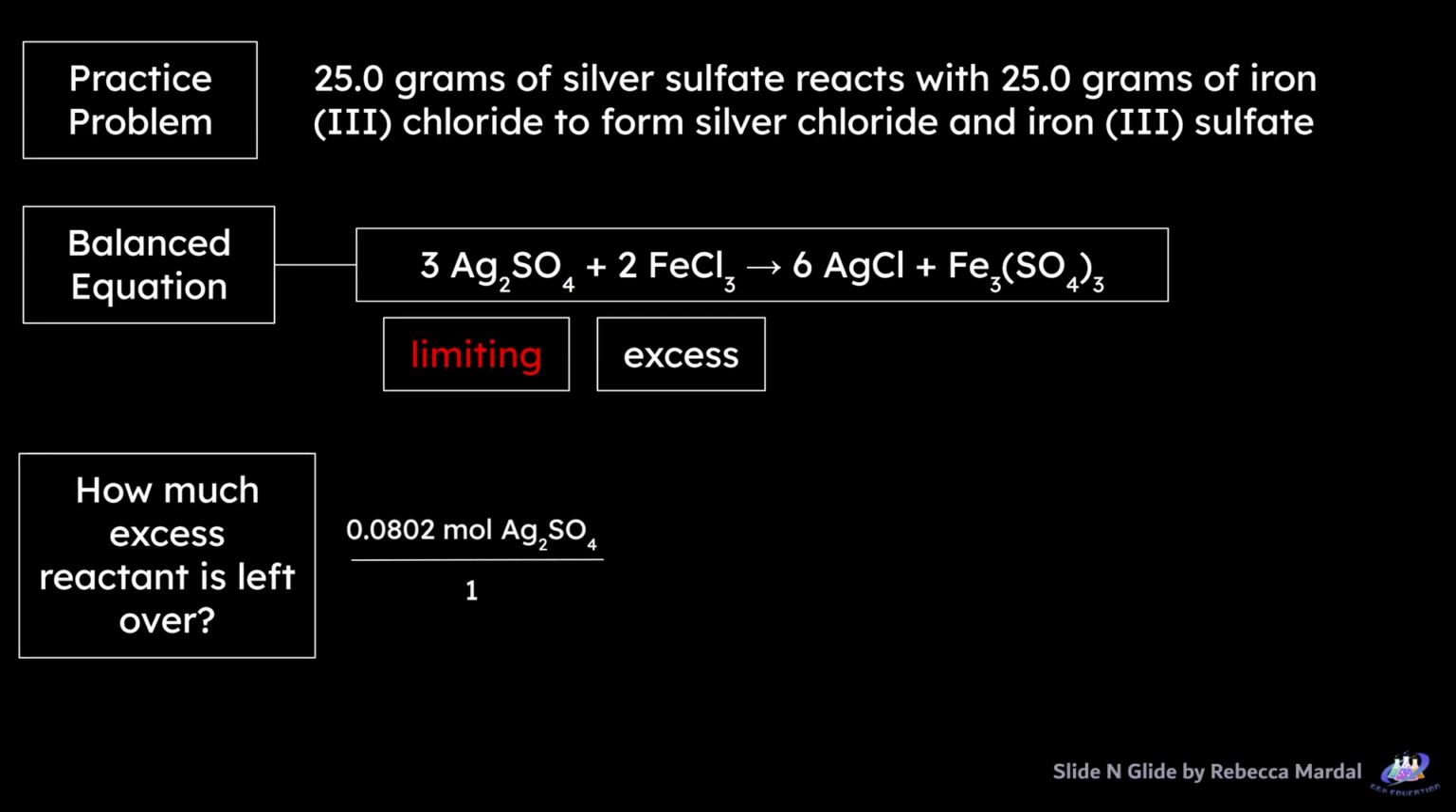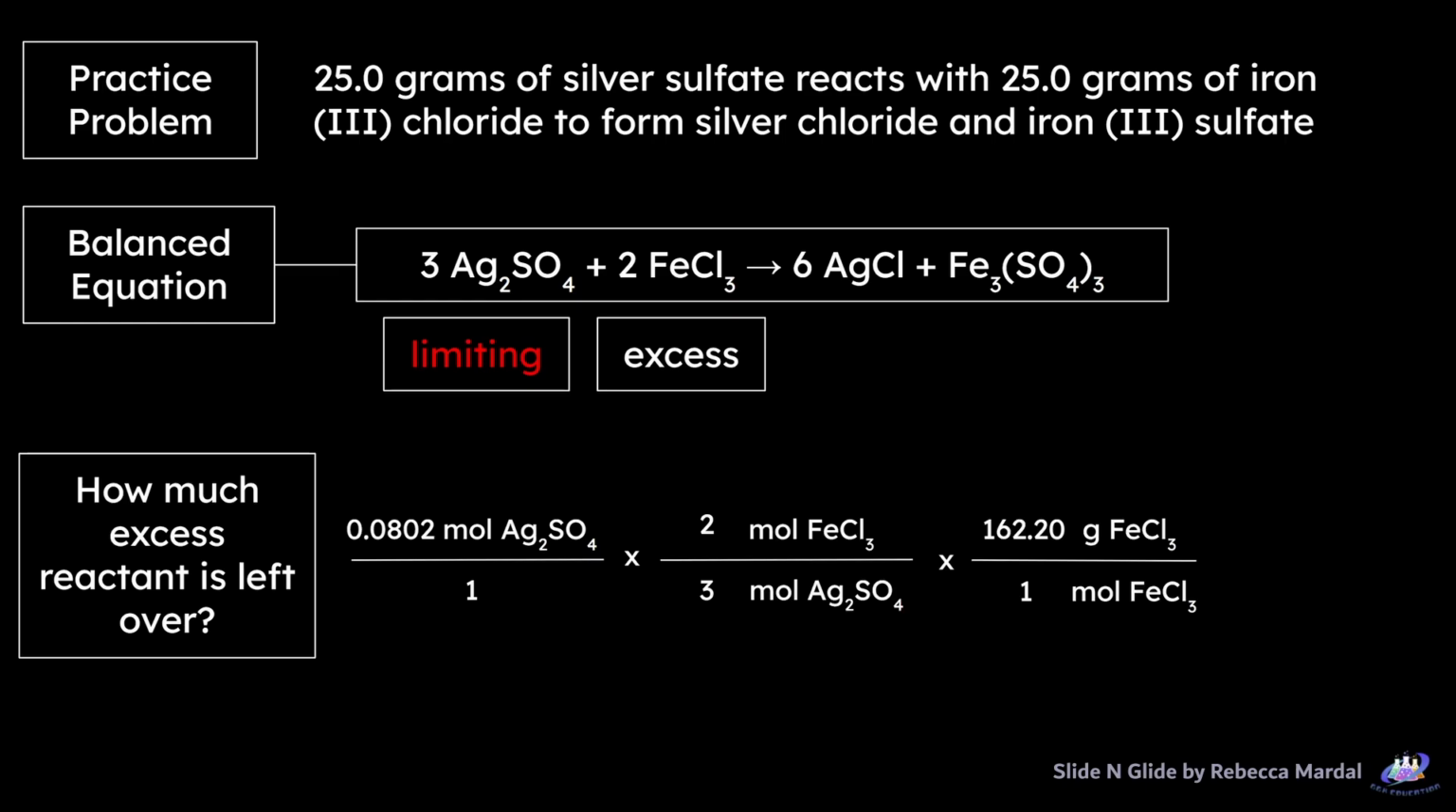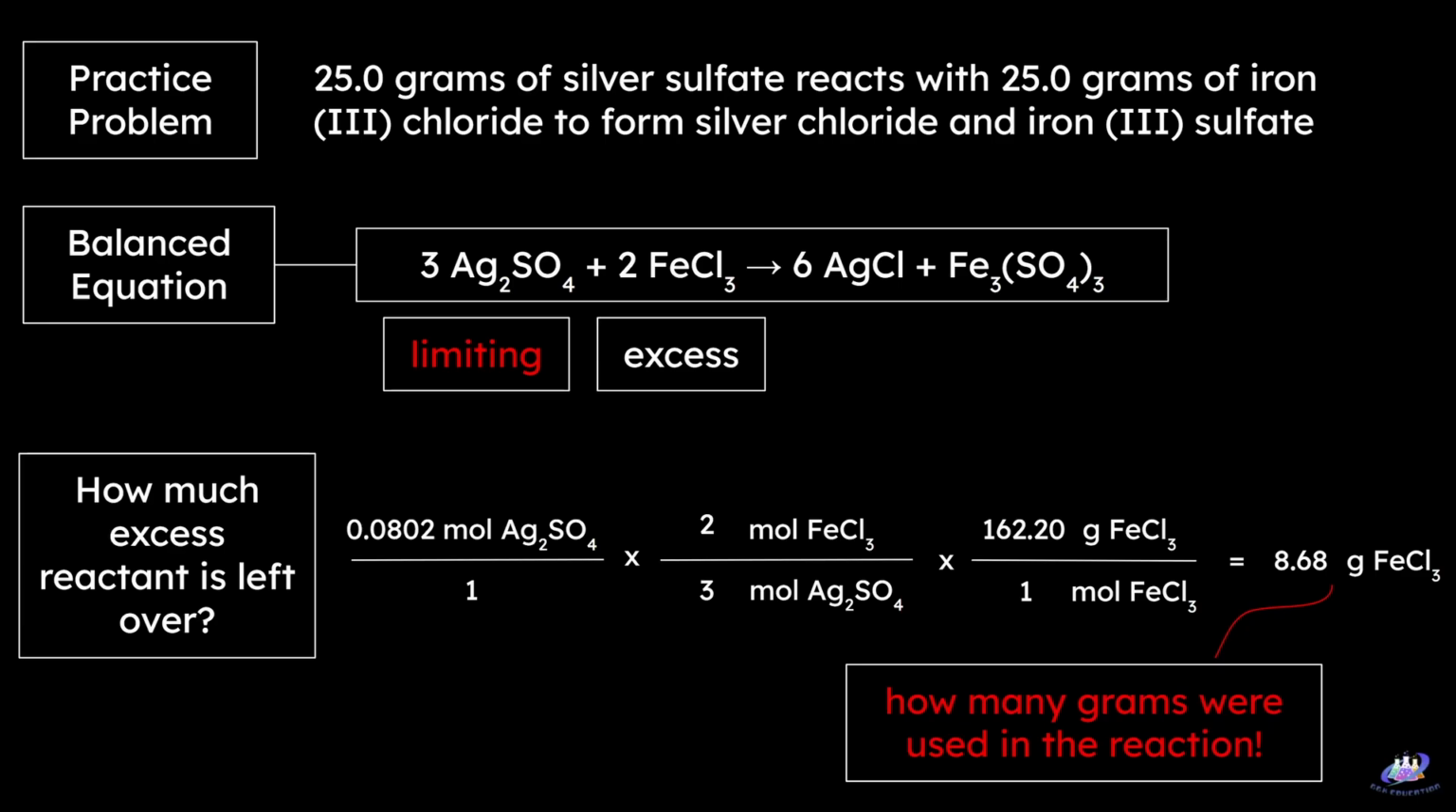So again, let's take our moles of silver sulfate, which is our limiting reactant. We can multiply it by the mole ratio, and then we can convert our moles of iron chloride to grams of iron chloride by multiplying by its molar mass. And we find that 8.6 grams of iron chloride is the most that would react with 25 grams of silver sulfate. So again, this is how much iron chloride would be used in the reaction.